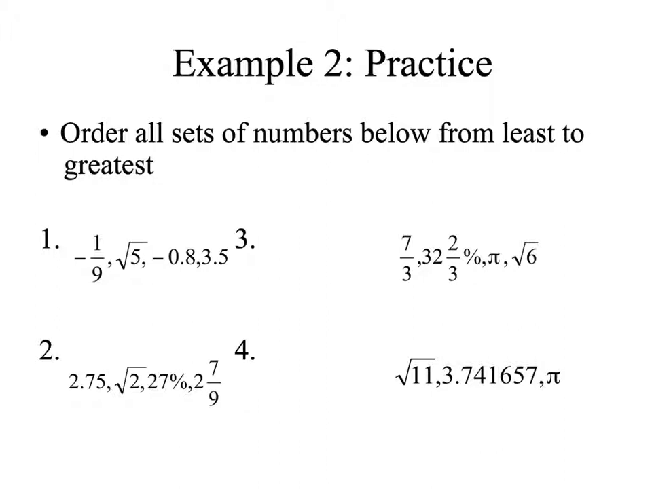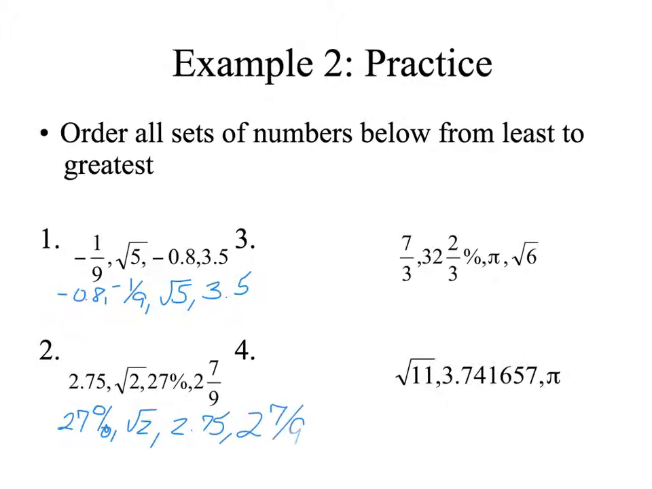In number 1, the negative 0.8 is the smallest, and then the negative 1/9, square root of 5, and 3.5. For 2, 27%, the square root of 2, 2.75, and then 2 7/9 is the largest.